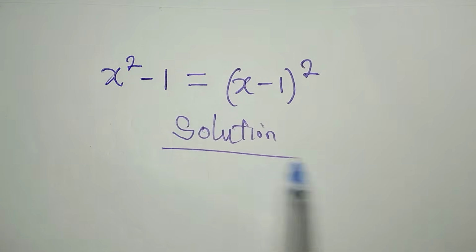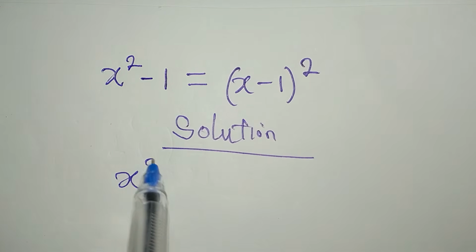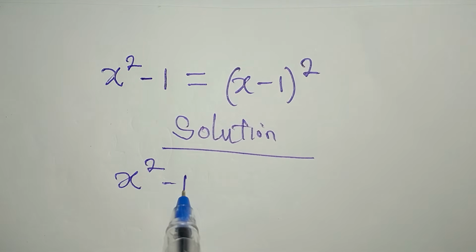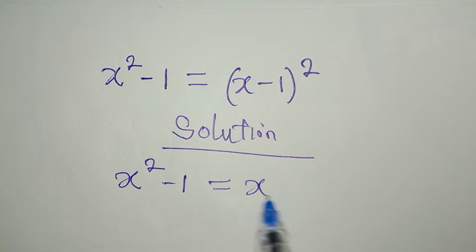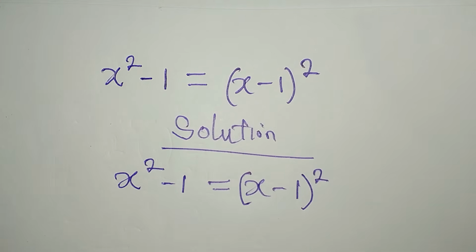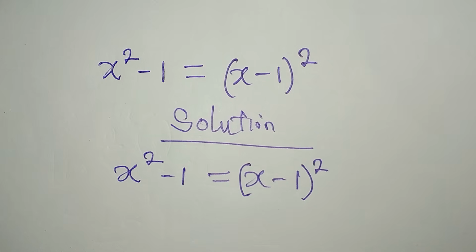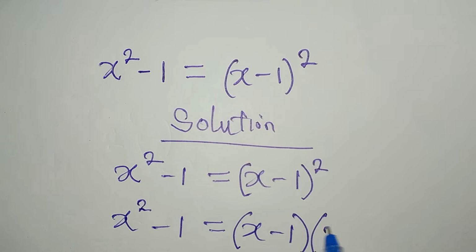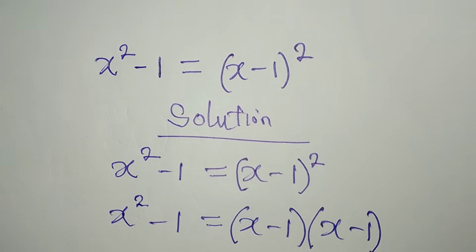Let's solve this right away. x squared minus 1 equals (x minus 1) all squared, right? From here, this is x squared minus 1 being equal to x minus 1 multiplying x minus 1, because of the square on it.